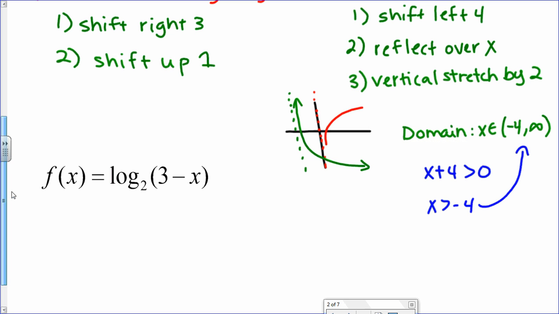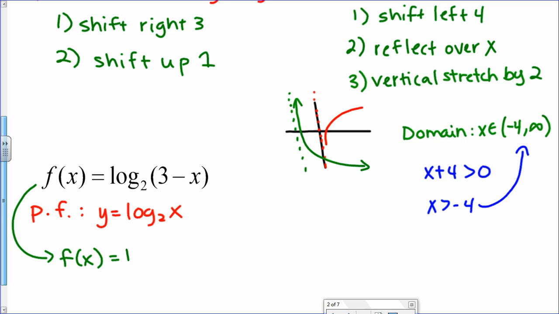All right, describing the transformations for this one here. So again, my parent function is log base 2 of x. I have to do a little bit of manipulation here though. I want to rewrite it with the x first. Okay. So you see the negative in front of x, which you know is going to be a reflection, and then you see the plus 3.